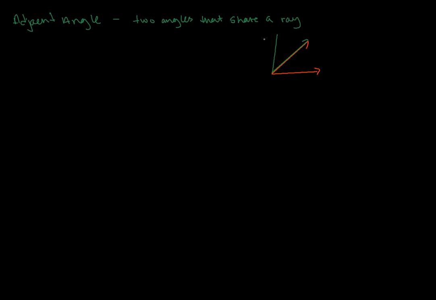And sometimes you actually have these angles that I'll show you later called complementary angles, and those are always adjacent as well, complementary and supplementary. Okay, so adjacent angle is your first definition. Your second definition is a complementary angle.